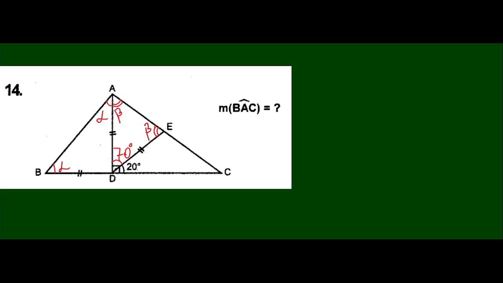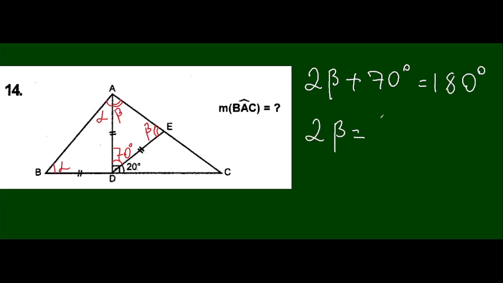From here we can find out beta. So 2 beta plus 70 degrees will equal 180 degrees, and 2 beta will equal, we can subtract 70 on both sides, 110, and beta will equal 55 degrees. So we found beta, and we'll have to find out BAC. Alpha plus beta we'll have to find out.